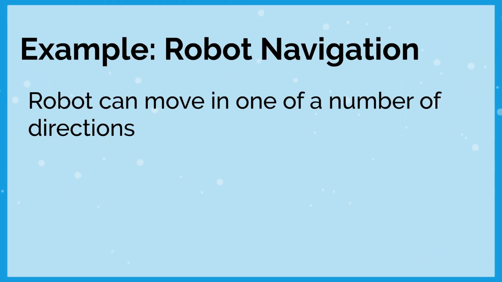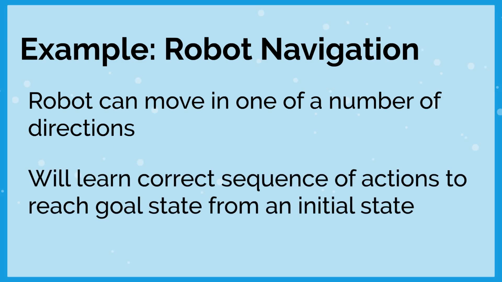Another example of reinforcement learning would be robot navigation. So a robot can move in one of any number of directions. How each individual move isn't as important as long as it meets its final goal. So it'll learn the correct sequence of actions to reach the goal state from the initial state, and reaching that goal state is what's important.